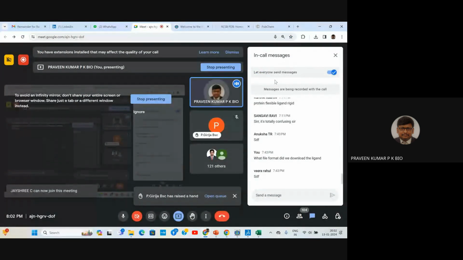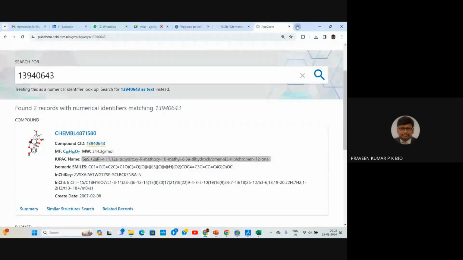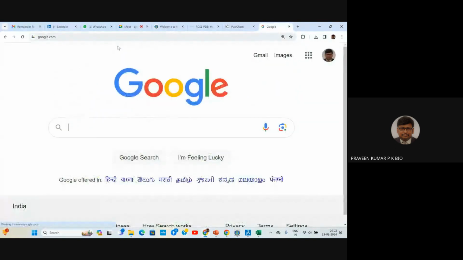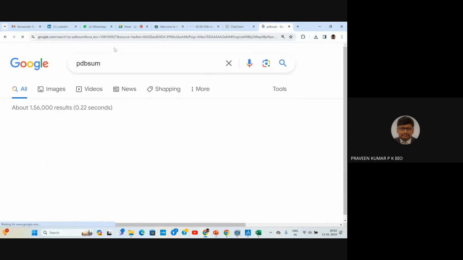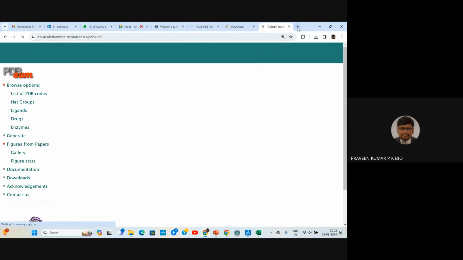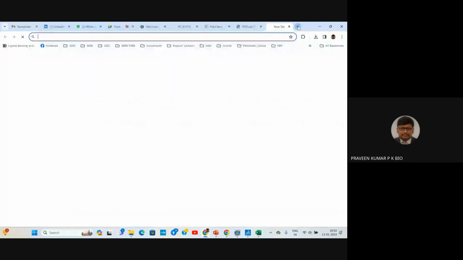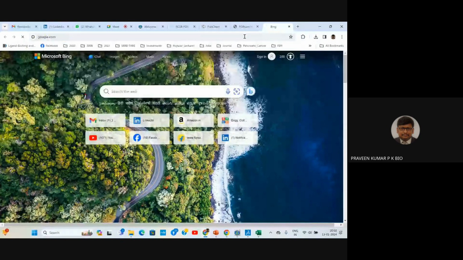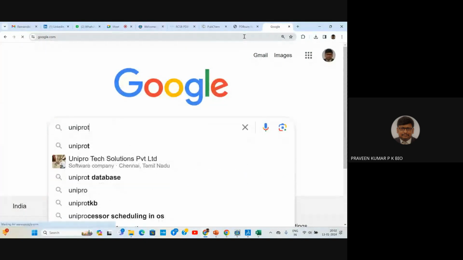So today I have covered how to go for docking analysis, and even the validation can be done through one more website called PDBsum. If a PDB structure is known and you want to determine the binding sites, the binding sites can be determined directly from UniProt and PDBsum.